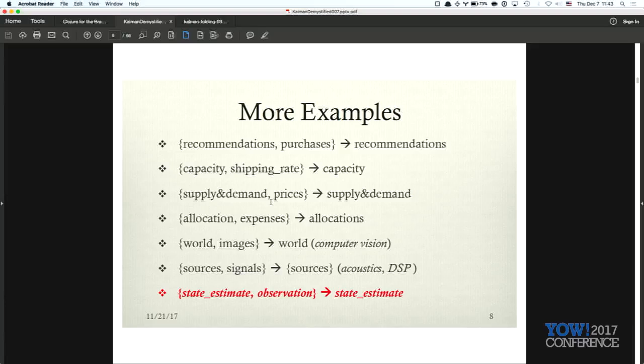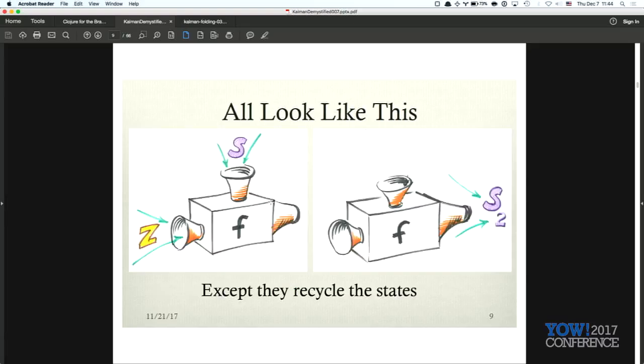You have some states that you want for your models, and you have some observations. So you iterate a function from state estimate and observation to new state estimate. You just keep iterating this function. Well, that's fold. Fold abstracts iteration. So now we get deep magic. Here comes the hammer, here comes the screwdriver. They all look like this.